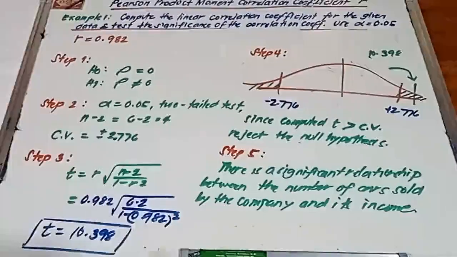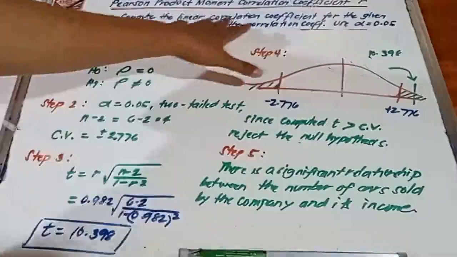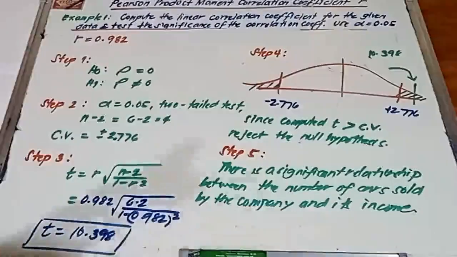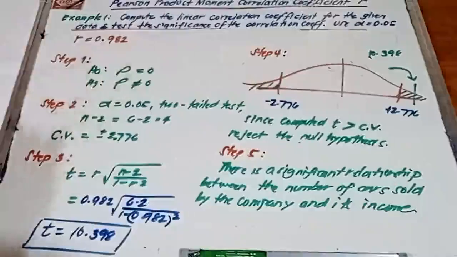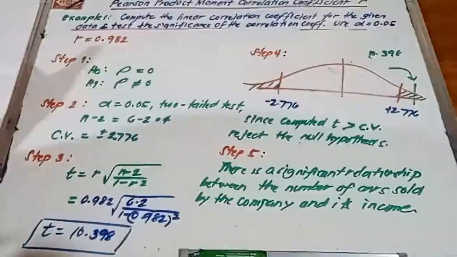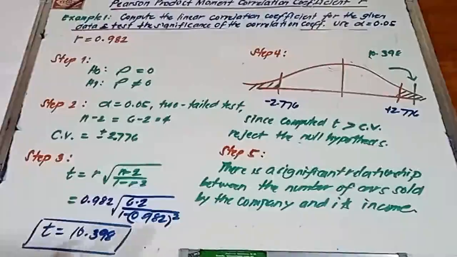So this is the solution dun sa ating example number 1. Ang unang gagawin, compute muna yung linear correlation coefficient. Pagkatapos, i-test natin kung may significant relationship yung dalawang variables using t-test. Okay? And of course, using 5 steps of the traditional method of hypothesis testing. Okay? So watch the next example about Pearson product moment correlation coefficient r.